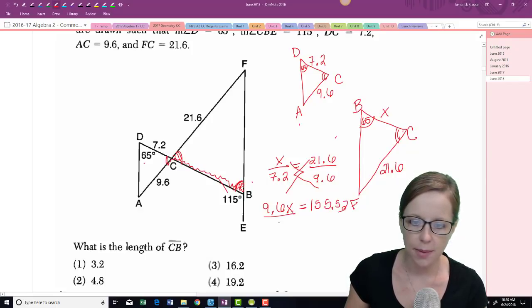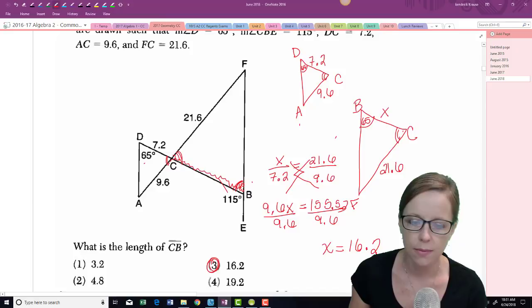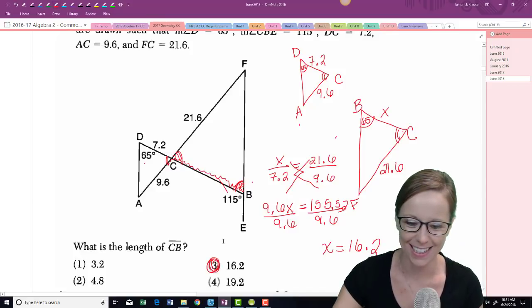So then you have to divide by 9.6 to solve for x. And using the calculator, that will give you 16.2, which is choice 3. Okay.